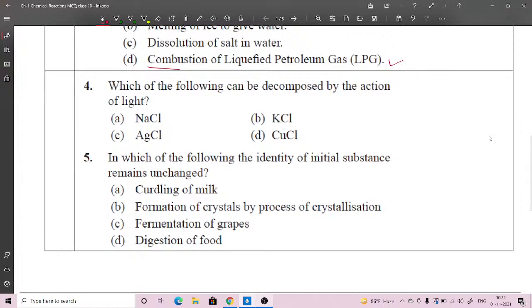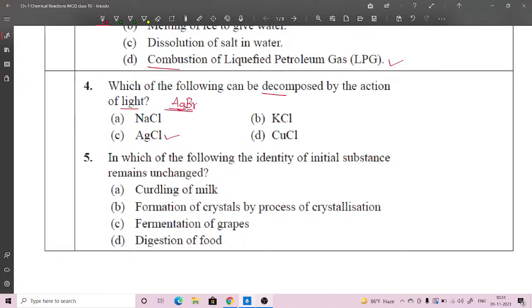Let us move on to question number 4. Which of the following can be decomposed by the action of light? That is, a decomposition reaction using light energy. NaCl, KCl, AgCl or CuCl. We know that silver chloride undergoes decomposition when you supply light energy to it. So the correct answer is AgCl, that is silver chloride. You may also get AgBr, that is silver bromide. Both of them undergo decomposition in the presence of light, so you should also try to remember this option as well.